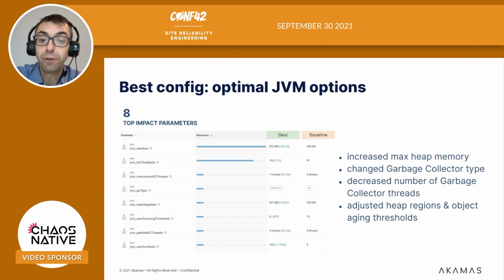So what makes this configuration so good? The maximum heap memory was increased, a 250% increase actually. It's also interesting to notice that the garbage collection type was changed from G1 to parallel in this case, and machine learning also decreased the number of garbage collection threads from 8 to 3 for the parallel garbage collection threads, and from 8 to 1 for the concurrent ones. Machine learning also adjusted the heap regions and the object aging threshold to maximize performance. As for the previous case, we also got 8 JVM options automatically selected as the most impactful with respect to the dozens and dozens, hundreds actually, of potential JVM options to be considered.